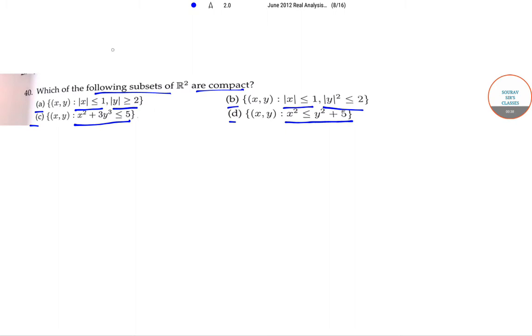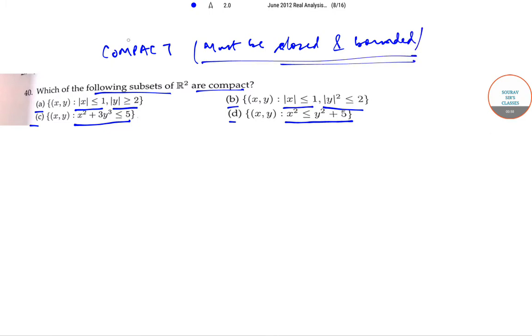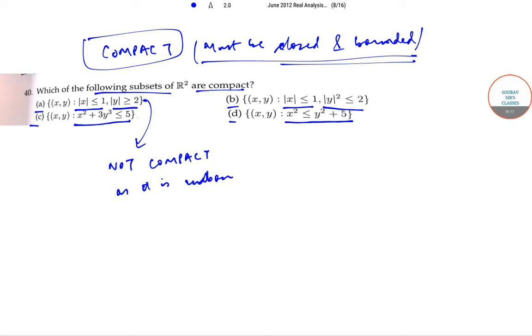Now, we know that for a set to be compact, it must be closed and bounded. Thus, if a set is closed and bounded, then it is compact. So, now for option A, this is not compact as it is clearly unbounded. Since |y| ≥ 2, this is unbounded.